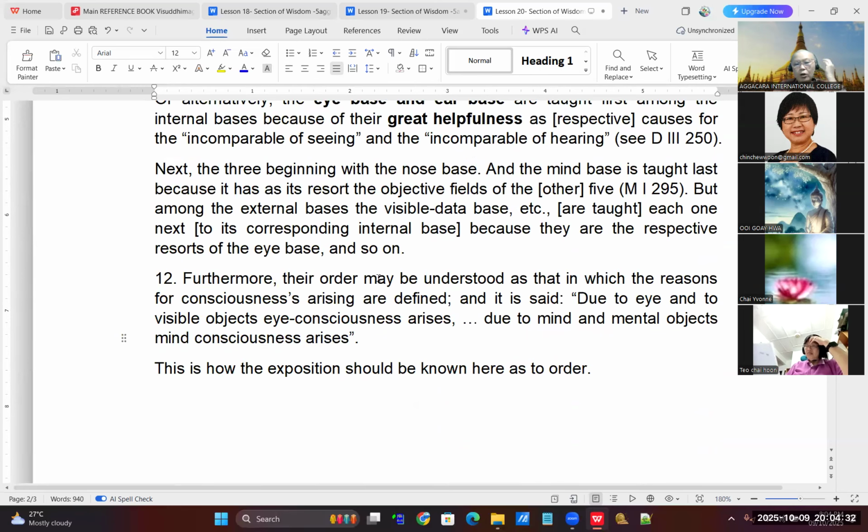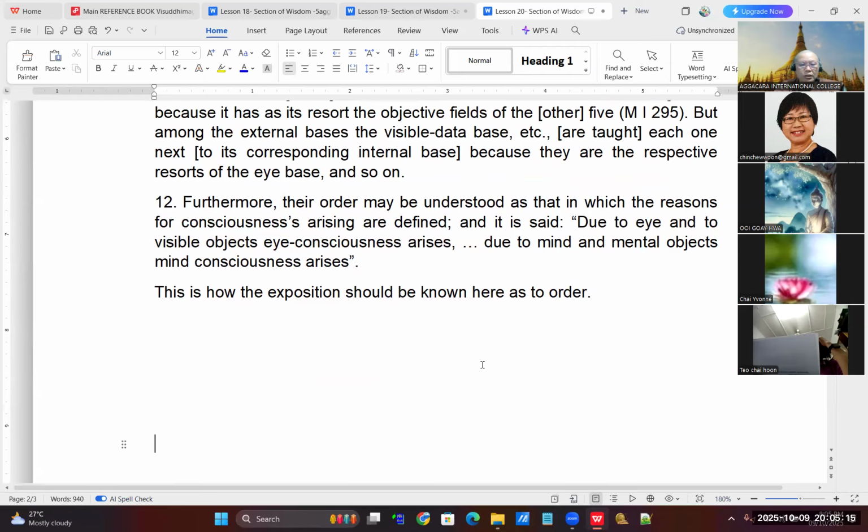So 12, furthermore, their order may be understood as that in which the reasons for consciousness arising are defined. And it is said, due to eye and to visible object, eye consciousness arises. Due to mind and mental object, mind consciousness arises. This means that from this point, we look at the consciousness arising, because in many suttas it is written this way. So that's the meaning, that this is how the exposition should be known here as to order.